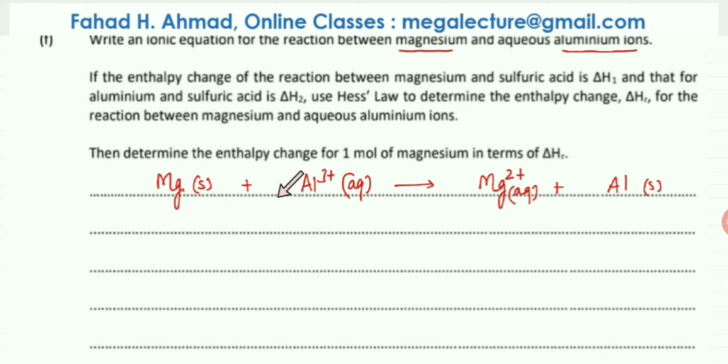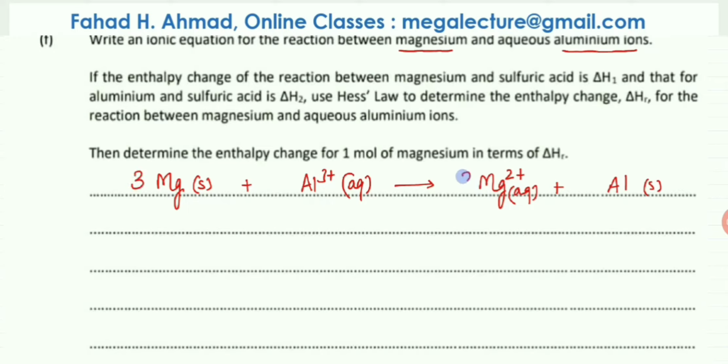Now, one thing about this ionic equation is that it is not balanced. Mg loses 2 electrons. Aluminium ions, 3+, go to aluminium and gain 3 electrons. So magnesium loses 2 electrons, while aluminium gains 3 electrons. The number of electrons lost and gained must be equal.